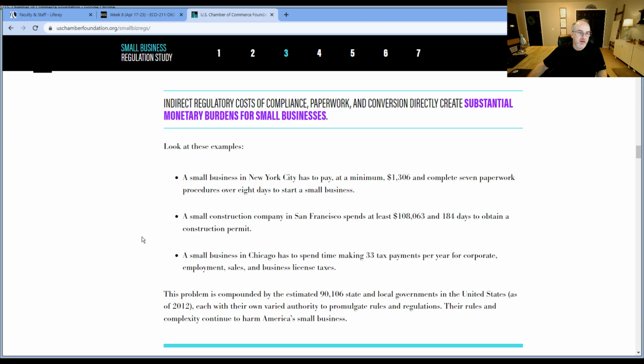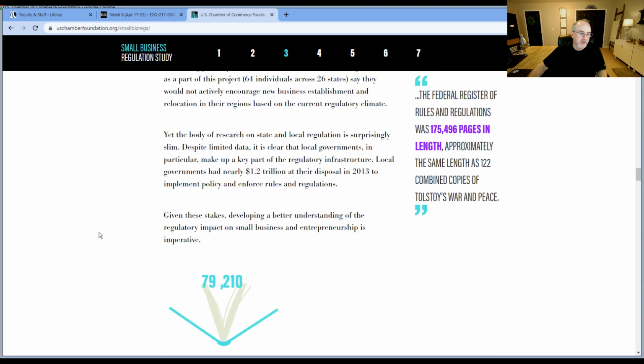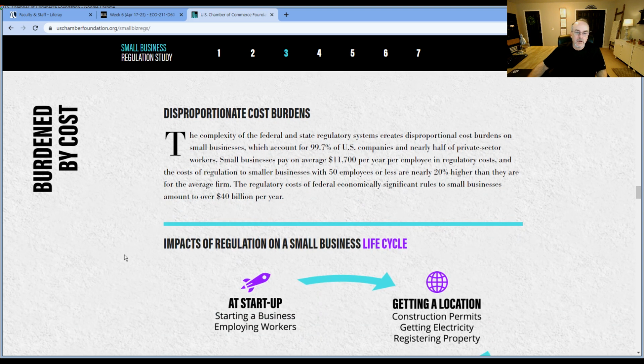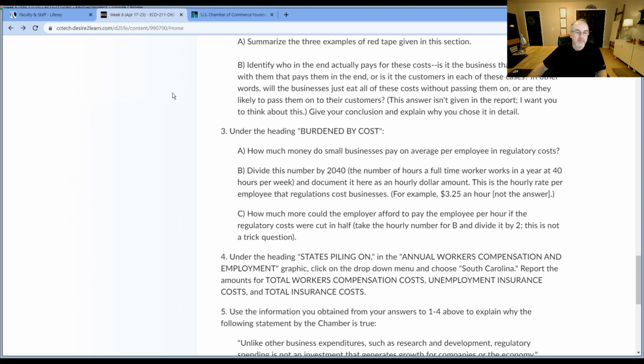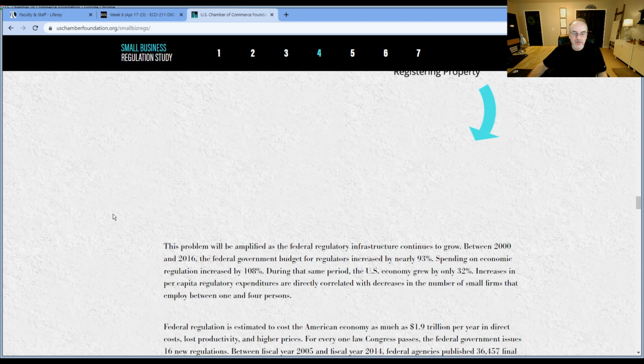All right, so let's go find this. Here we have red tape maze. Let's just keep going down, see what we get. Burdened by cost, the very next one. All right, read all of this. How much money do small businesses pay on average per employee in regulatory costs? Find that answer in this information. Okay?